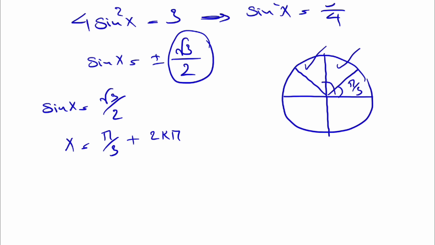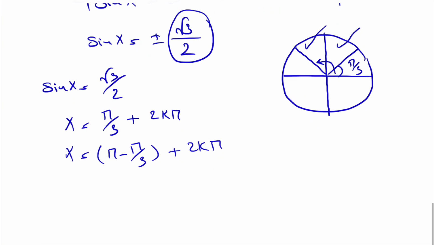And the second quarter, the angle would be this angle, so that would be pi minus pi over 3 plus 2k pi. Again, our k is an integer, which is going to cover all the answers. So we know pi minus pi over 3 would be 2/3 of pi, and we have 2k pi as the answer for this. So this is going to be all the answers that we have for square root of 3 over 2.